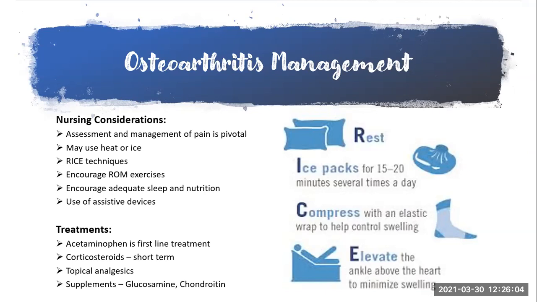Treatments include Tylenol as the first line treatment, okay? Pain management. Tylenol is useful in treatment of osteoarthritis. If Tylenol is ineffective, you could use some topical analgesics, such as a lidocaine patch or diclofenac topical gel. These are especially for patients who are at risk for GI upset, patients with peptic ulcer disease. Topical analgesics may be a safer choice for them.